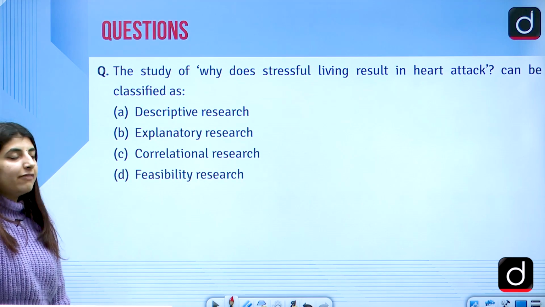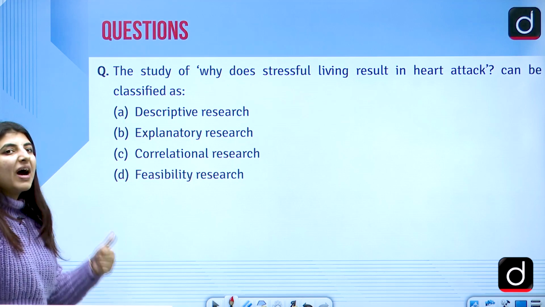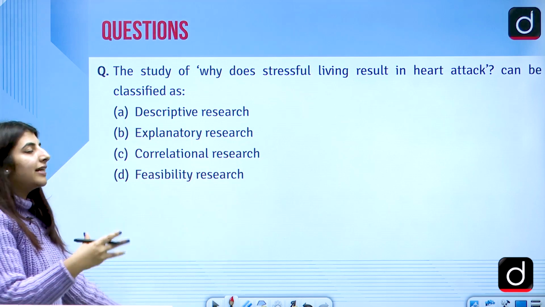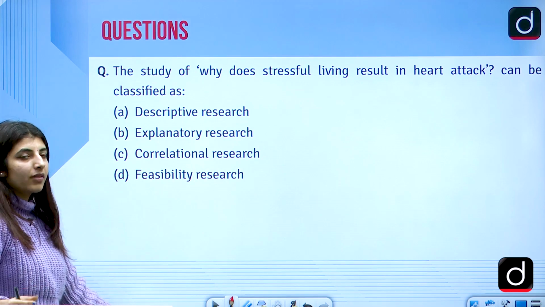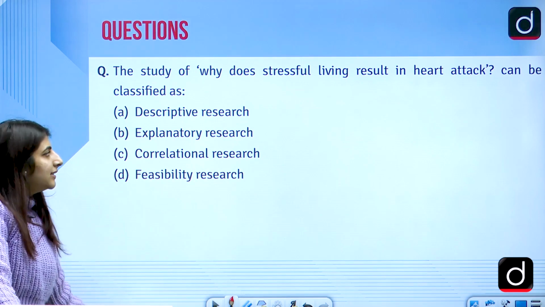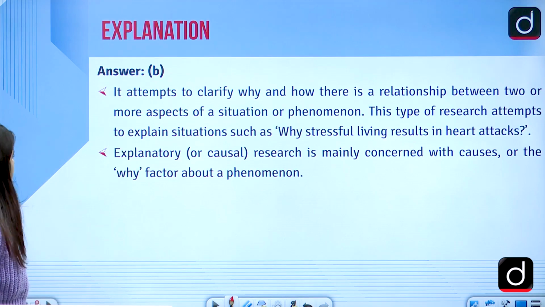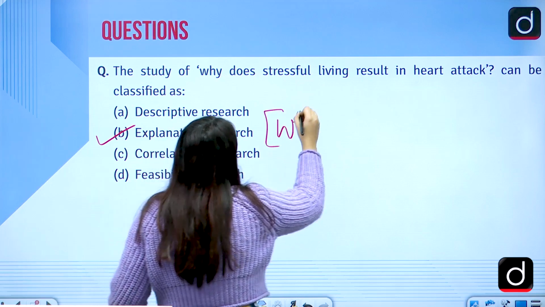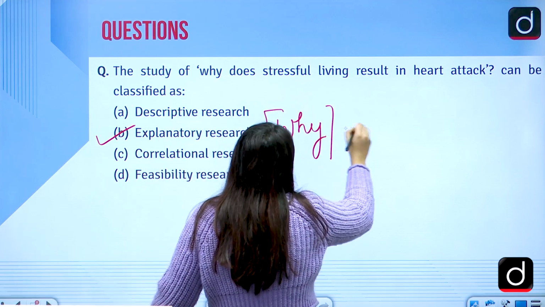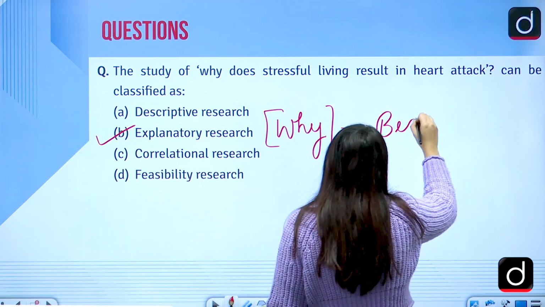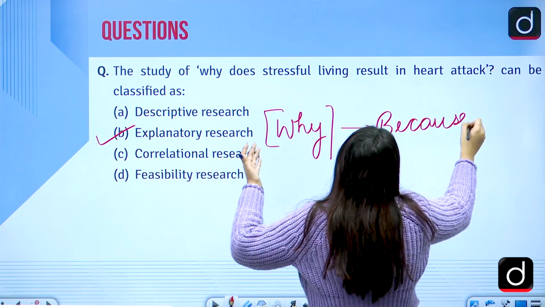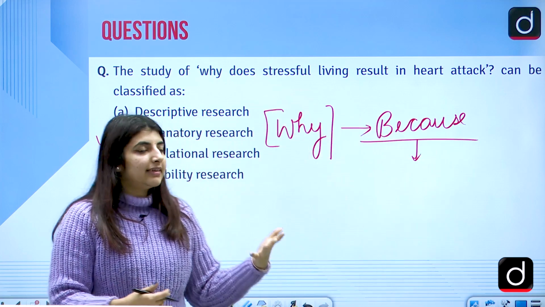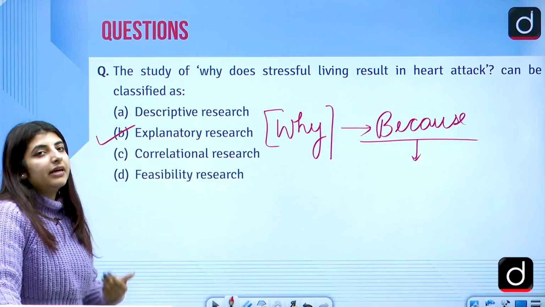Next question that we have here is: the study of why does stressful living result in heart attack can be classified as. The answer here is option B, explanatory research, because it is talking about why. And the answer in your research will obviously be the reasons, because the stress might have led you to eat certain things, right? Stressful living, because of that heart attacks happen.